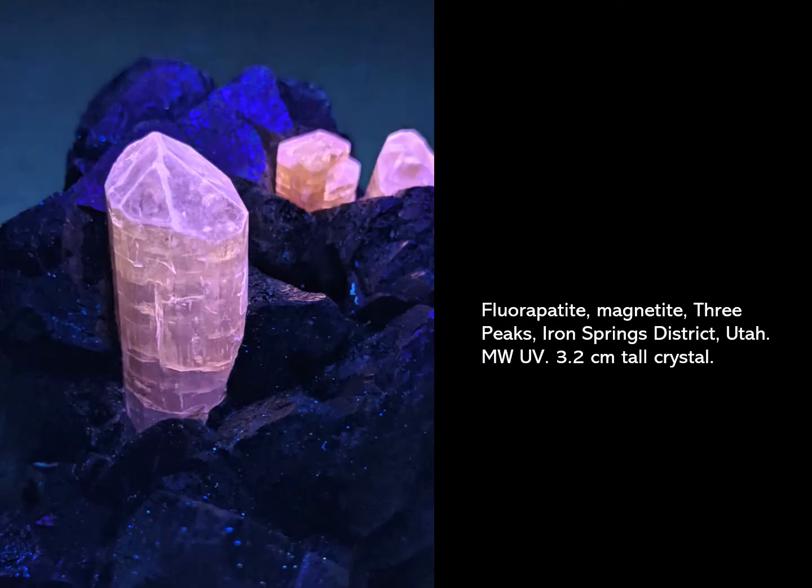So this first example is of a fluorapatite on magnetite from the Three Peaks in Utah, which is part of an iron oxide apatite deposit, and the example that you're seeing is luminescing under midwave, as is the case with most of the pictures in this PowerPoint, even though our data was collected in longwave.